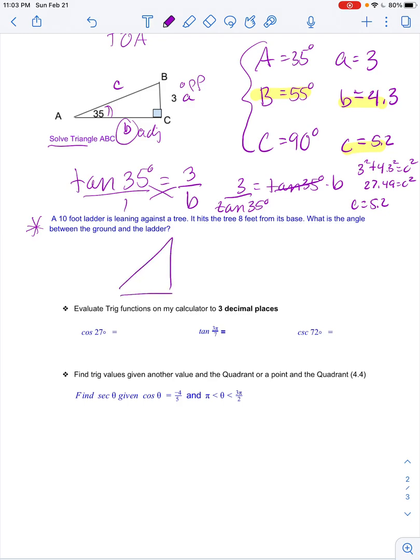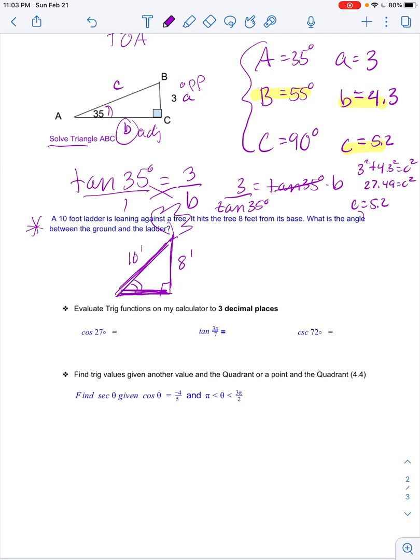Okay, draw a triangle because you always know that's going to be the case. Which one's the ladder? This guy over here, 10 feet. What's the tree? This guy right here. It hit up 8 feet. It's asking what is the angle between the ground, which is this, and the ladder, which is this.